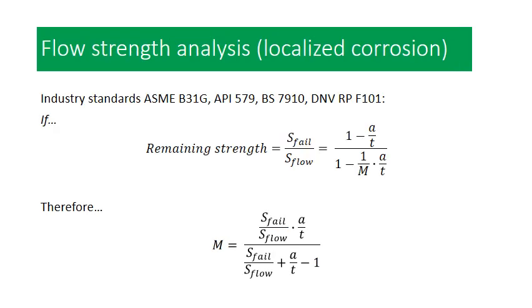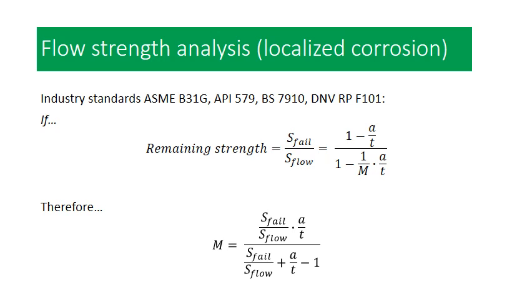If we look at some of the industry standards for assessment of localized corrosion, we'll see that there's a very common form of the equation that's used. And this was originally put together by the NG18 committee at the Battelle Institute in Ohio back in the late 1960s and early 70s. If you look at ASME B31G, API 579, BS 7910, or DNV Recommended Practice F101, you'll find a remaining strength calculation in the general form that's shown in that top equation.